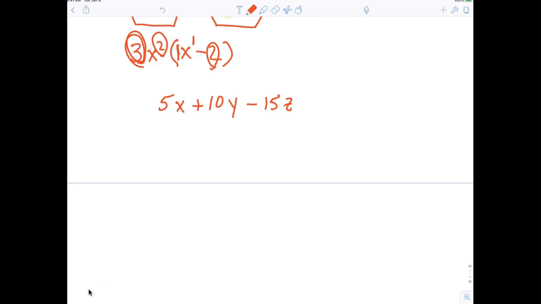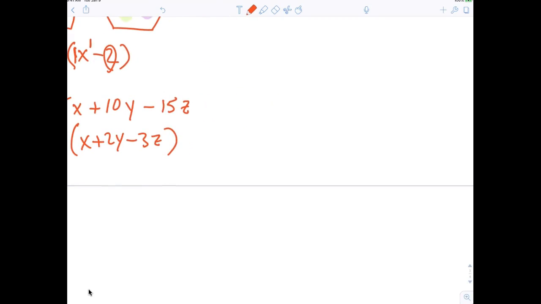Everybody should be able to say, well, that's kind of easy. That's just 5 times x plus 2y minus 3z. Everybody agree with that? Right? And of course, it could get a little bit more difficult if I said, for example, 12x cubed minus 4x squared plus 8x.